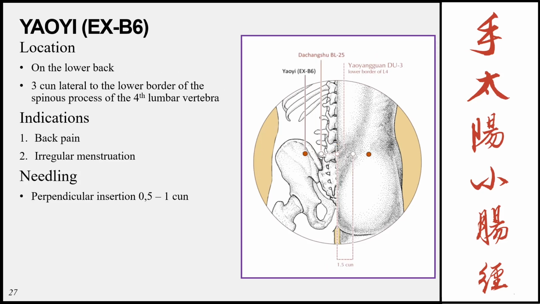The next point is Yao Yi, EXB6. So this point is also on the lower back, but it's 3 tsun lateral to the lower border of the spinous process of the fourth lumbar vertebra. So we're going down 1, 2, 3, and 4 over here, which is level with bladder 25, and this time we're going to go 3 tsun lateral. This point can be used for back pain and irregular menstruation. Our insertion is perpendicular, 0.5 to 1 tsun.